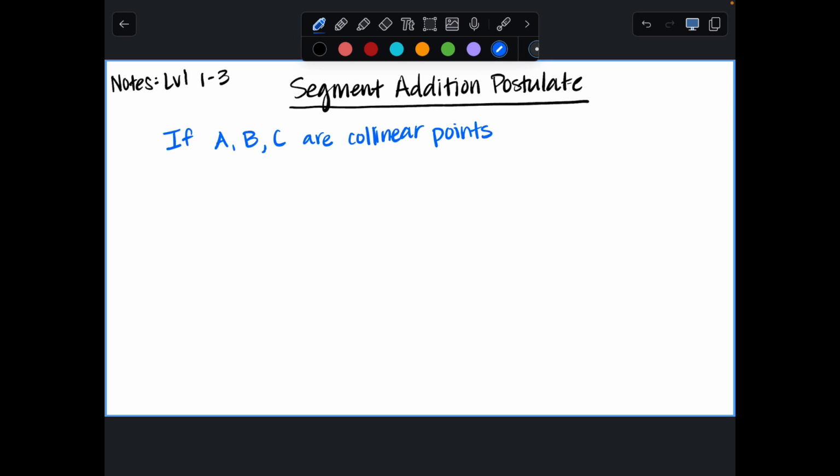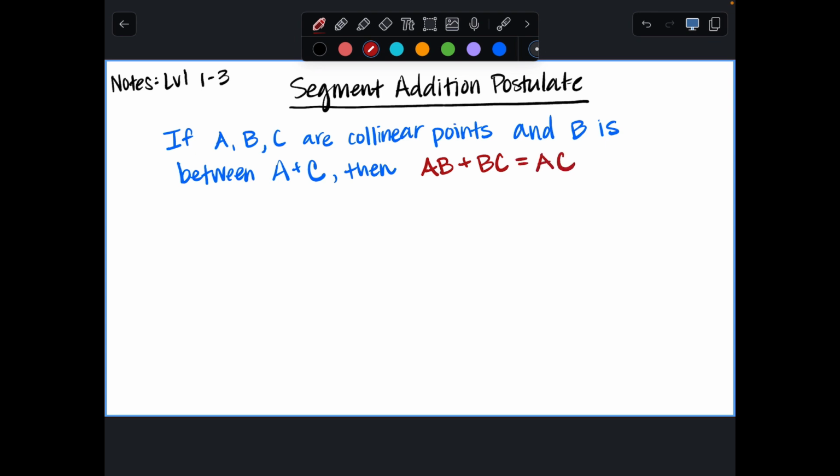Collinear means they are on the same line. Let me fix this. Collinear. And B is between A and C. Then AB plus BC equals AC.